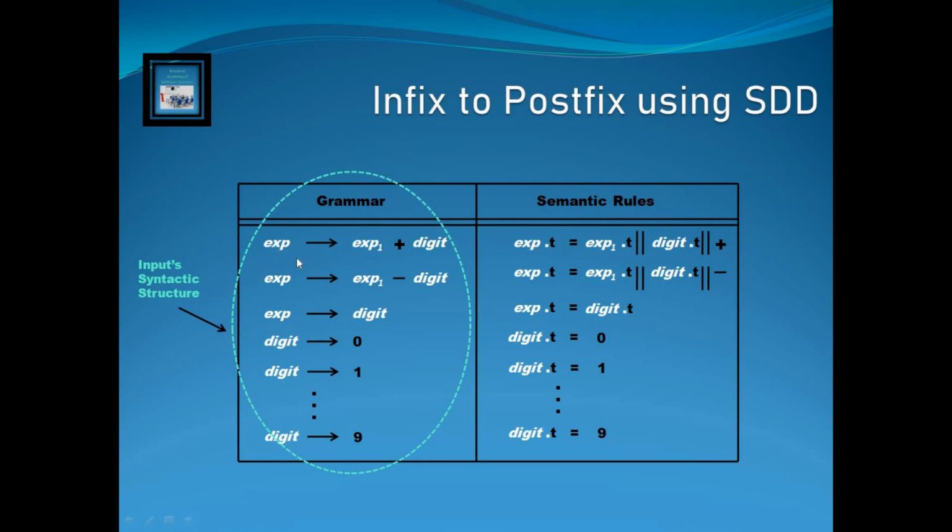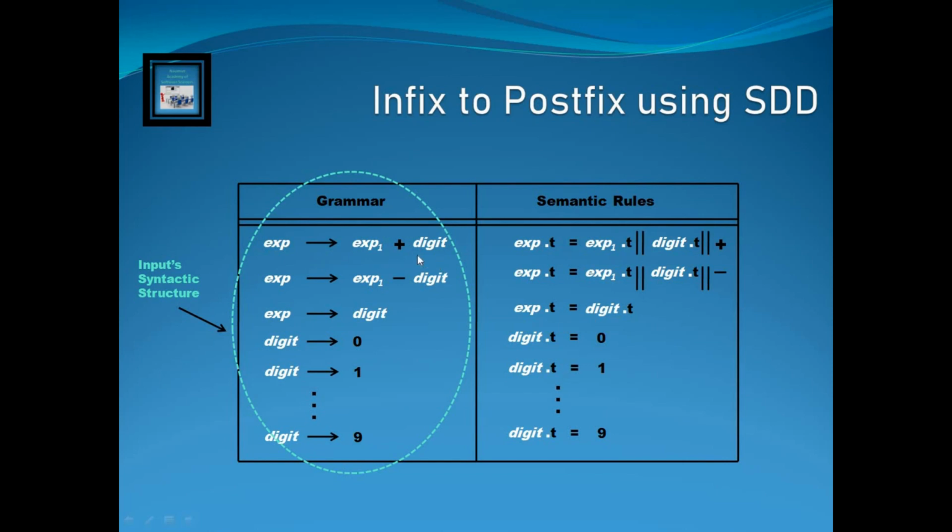It's just the grammar we already learned: expression can have the form of expression plus digit, or expression minus digit, or expression can have the form of digit, where digit can have the form of 0 to 9. Here 1 is written as a subscript of this expression just to differentiate: the one without subscript is the main expression and the one with subscript is the sub expression. It's just for the sake of differentiation, otherwise the production is expression can have the form of expression plus digit.